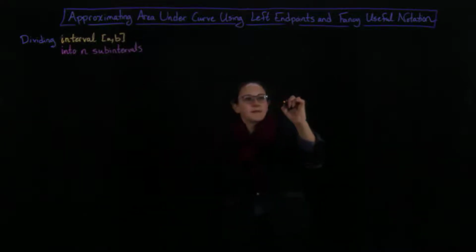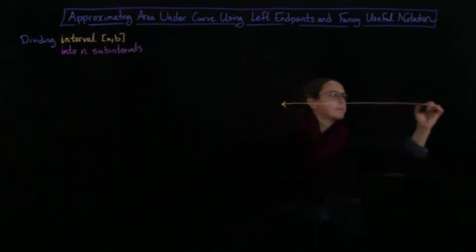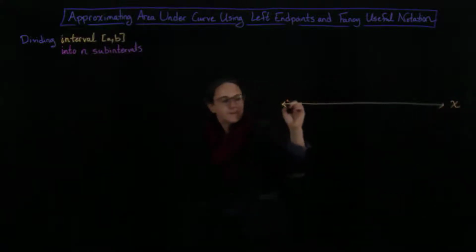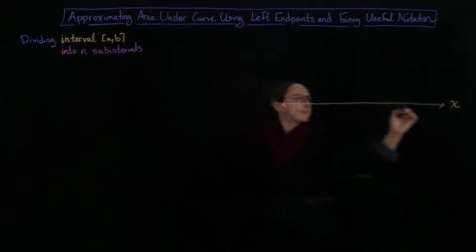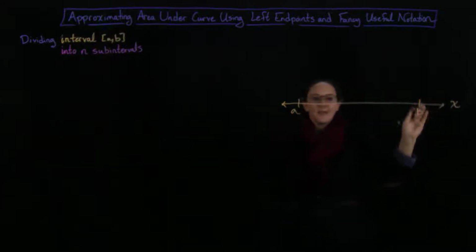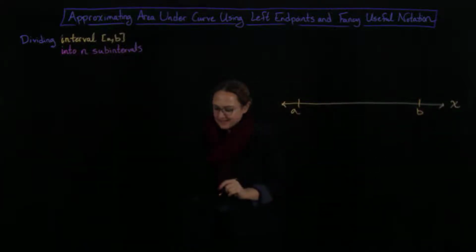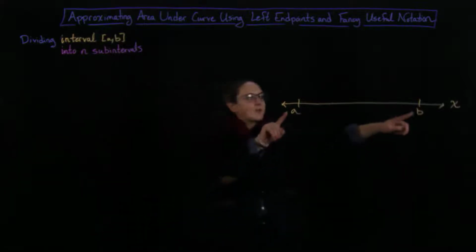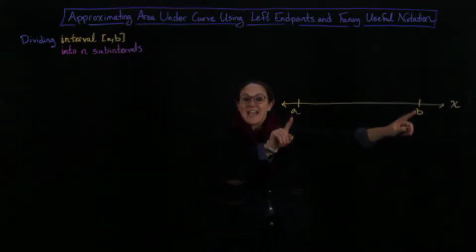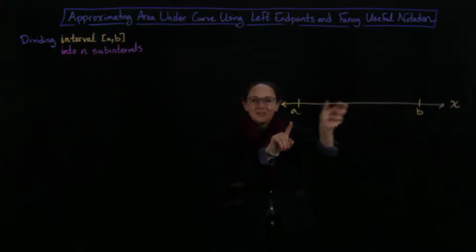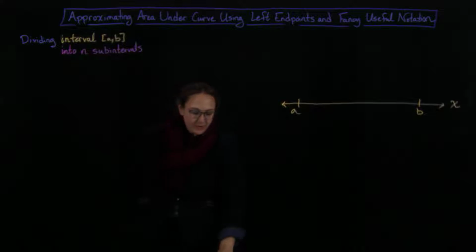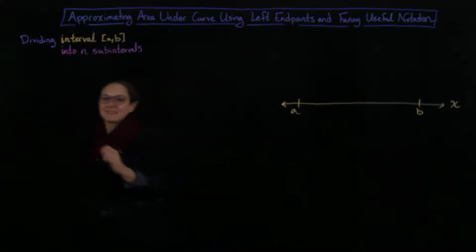This is my x-axis, and I have here my A and here my B. I said I wanted to divide this into n subintervals. How do I do that? I take the entire width, which is b minus a, and divide it into n pieces. Remember that we call the width of each piece delta x. So let's go ahead and do that.